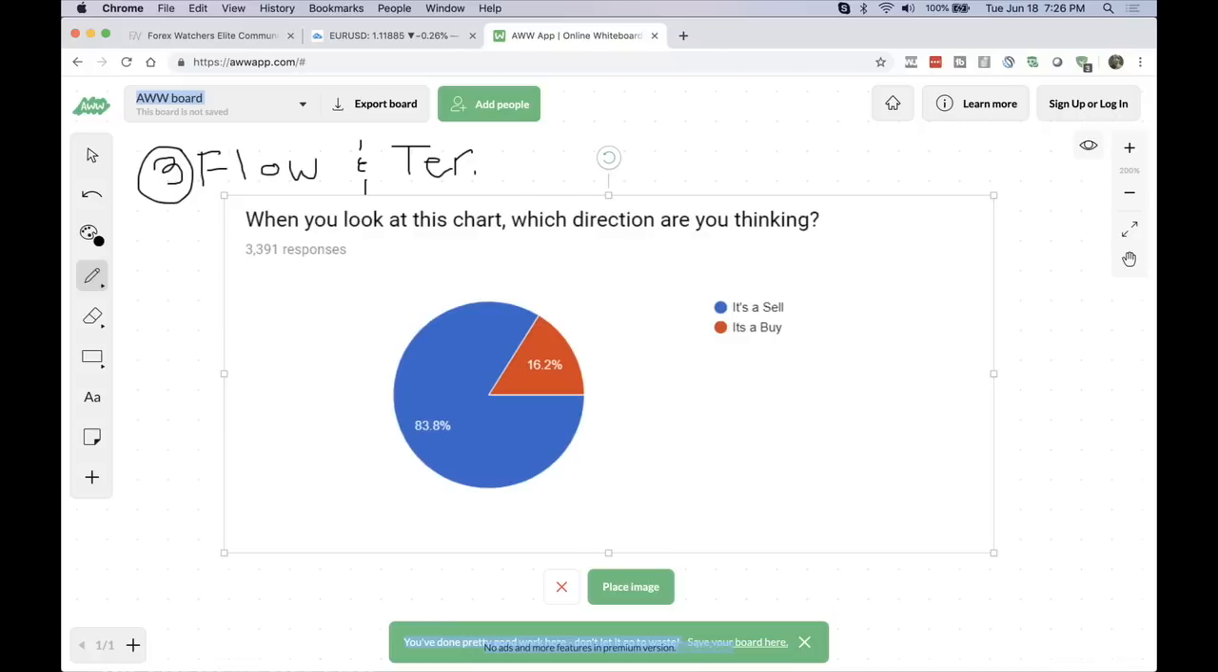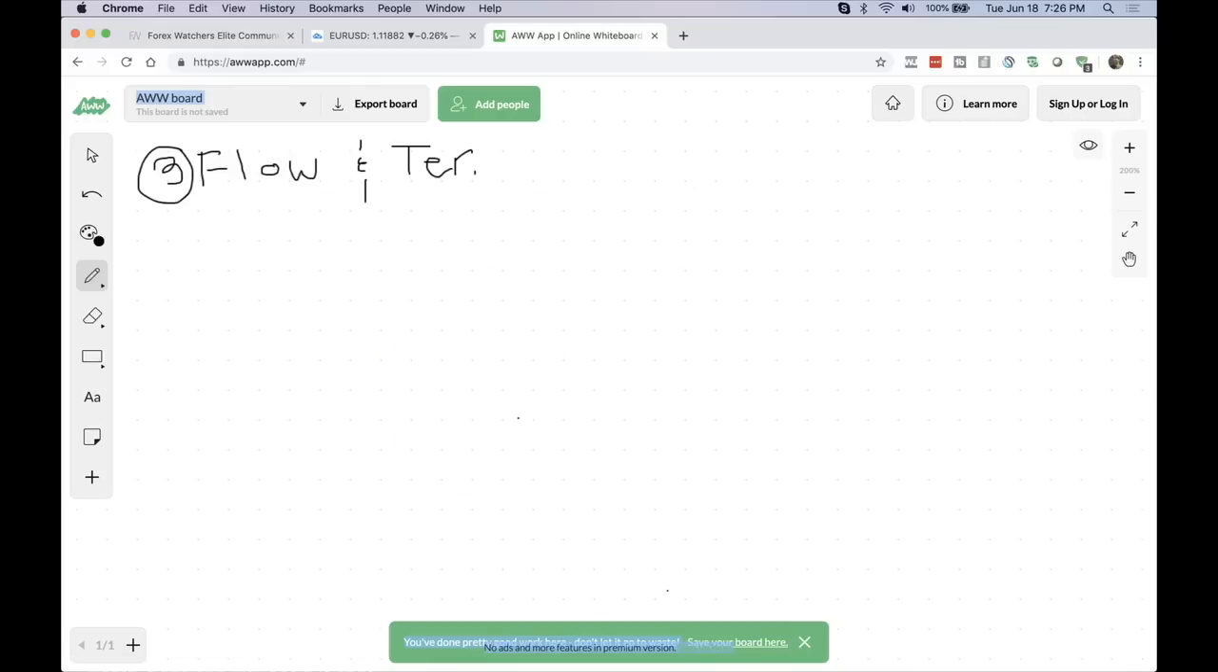Okay, so this particular survey, a lot of you said it is a sell, and some of you said it is a buy. All right, now let's take a look at some of these situations in terms of flow and territory, and I'm going to touch base on some of these main topics.